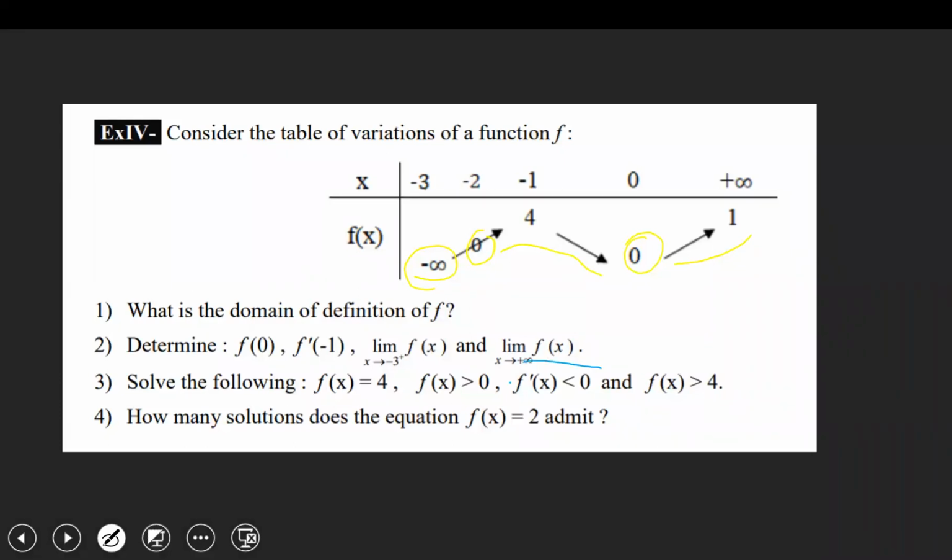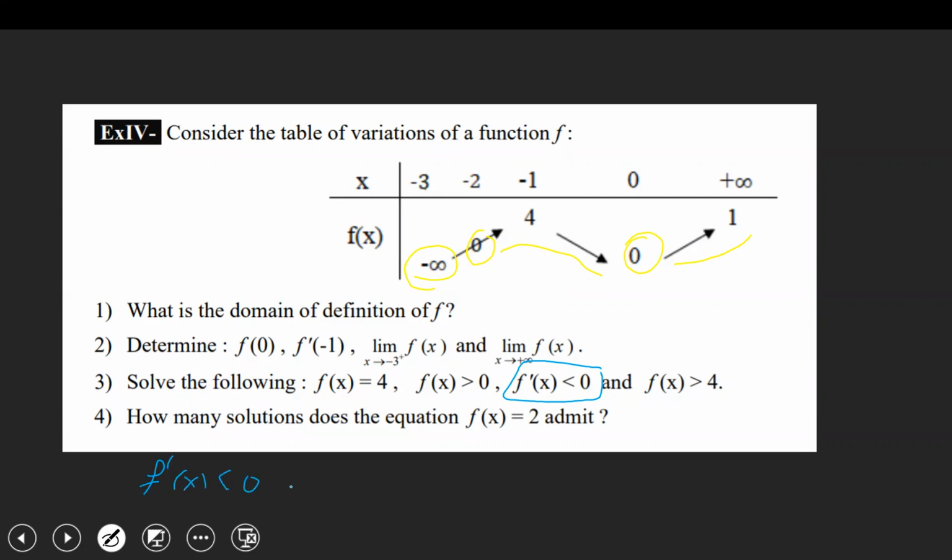Now what about f prime of x negative? What do you mean by f prime negative? f prime is the derivative, the slope of the tangent, the rate of change. If the rate of change is negative, if f prime is negative, this means that f is decreasing.